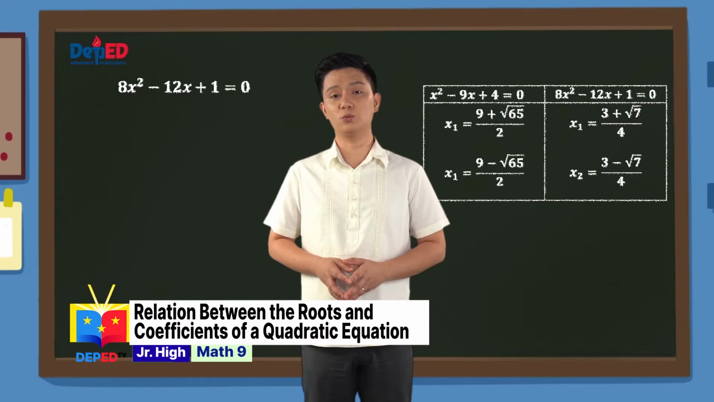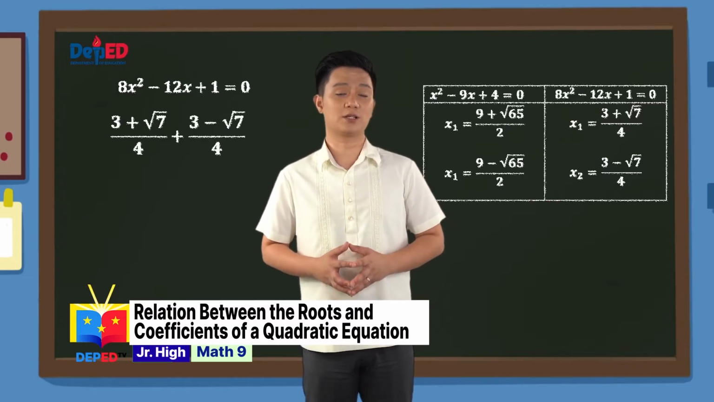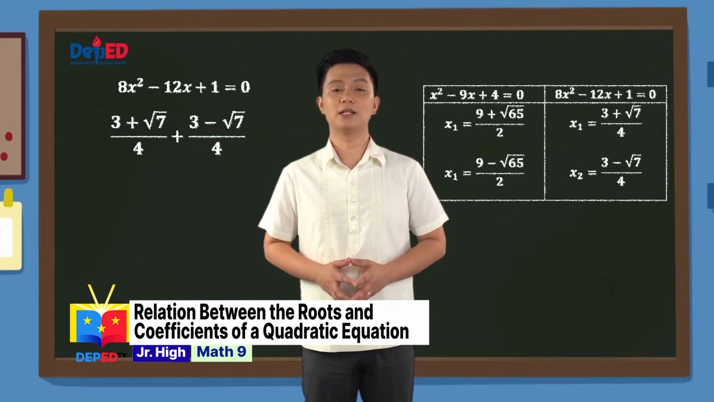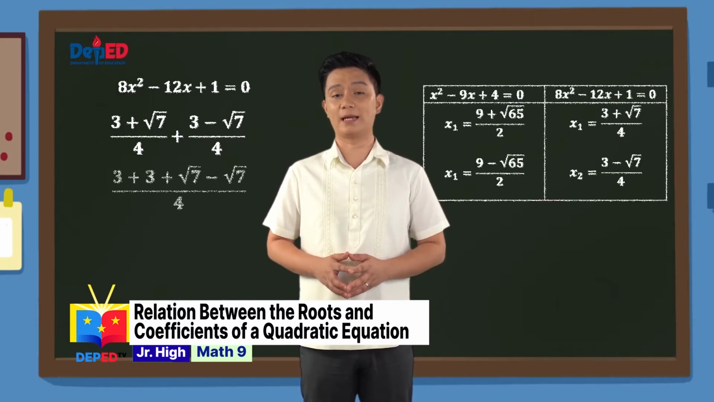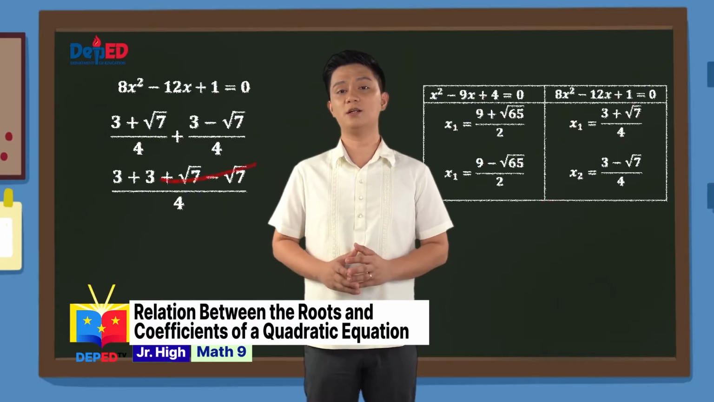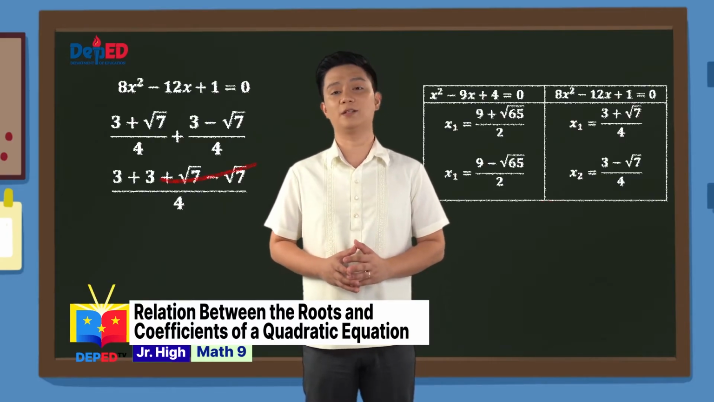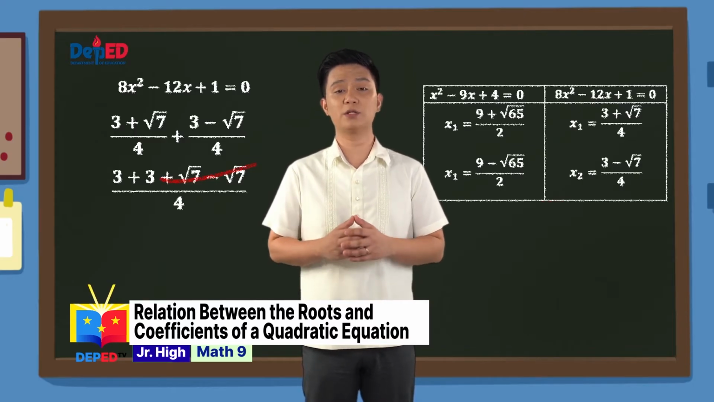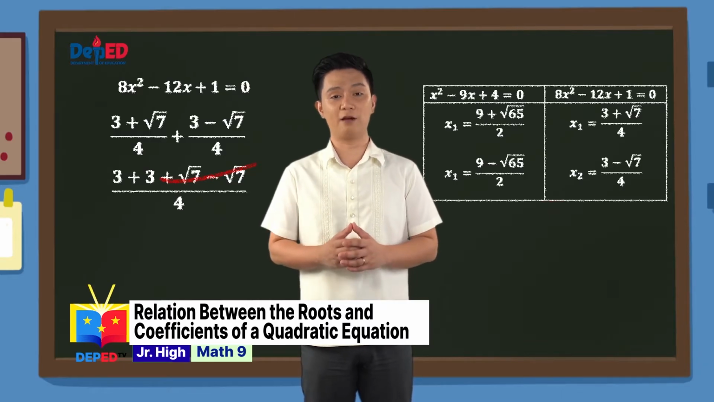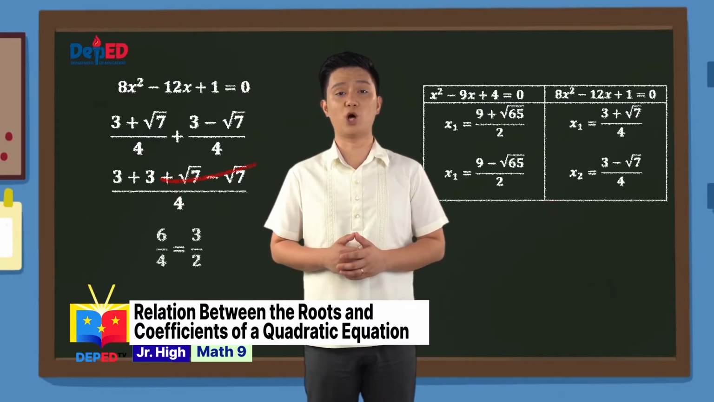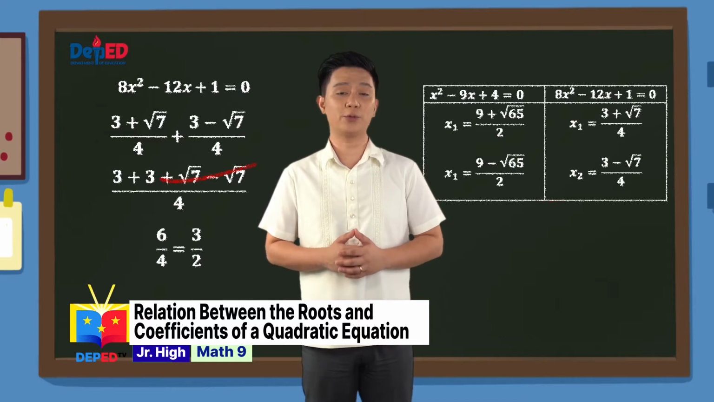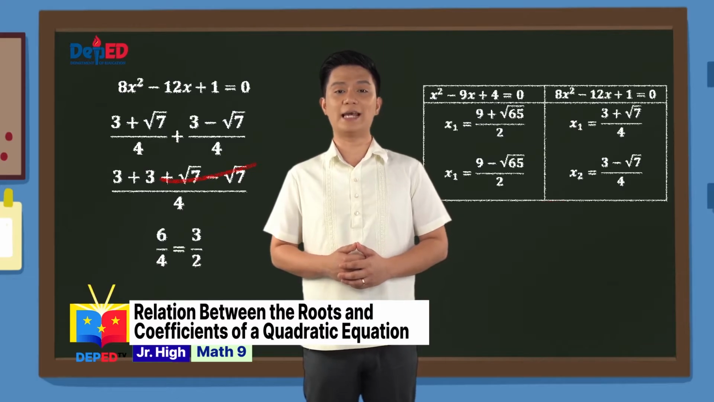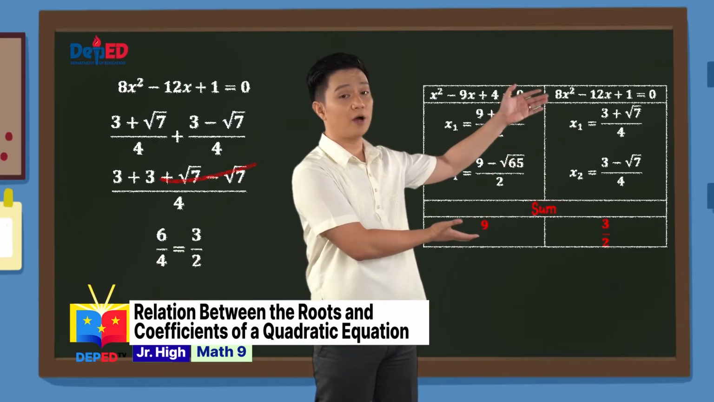For equation number 2, we have 3 plus the square root of 7 all over 4 added to 3 minus the square root of 7 all over 4. Again, since the two have the same denominator, we just use this common denominator and then add the numerators by combining similar terms. And we always reduce the answer to its lowest term whenever possible. So upon computation, we have obtained that 3 over 2 is the sum of the roots. Let's record the results in the table, highlighting the sum part.